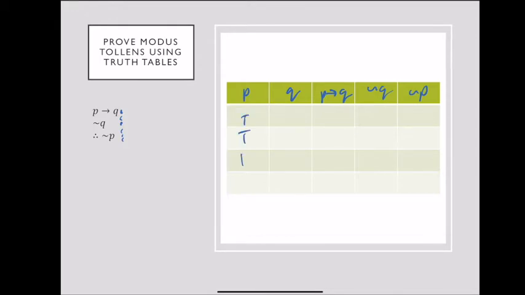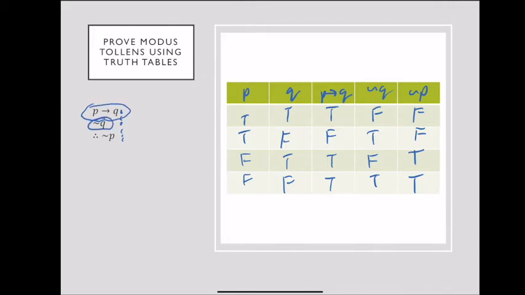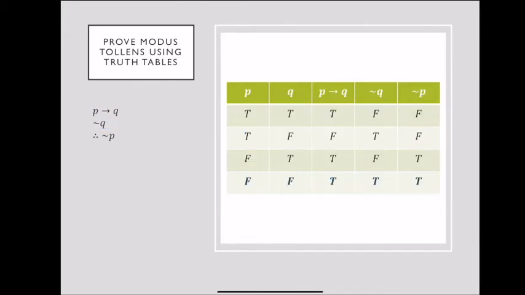So I have true, true, false, false, true, false, true, false. P implies Q: true, false, true, true. Next, not Q: false, true, false, true, and then not P: false, false, true, true. So what I'm looking for is where P implies Q is true and not Q is true. They are only both true right here. And as you can see, that's the same row where not P is also true. So modus tollens works. Yay! There's the answer all typed up for you with a nice bolded row.